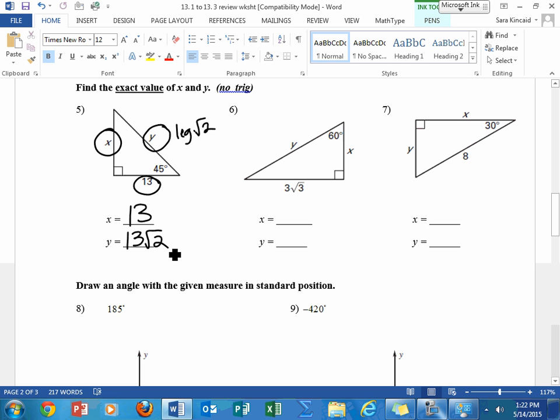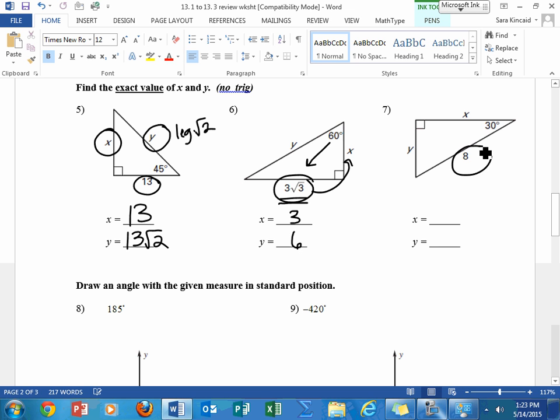Now, if we look at number 6, this is a 30, 60, 90. We have this measurement right here. That's across from the 60 degrees. That's the long leg. Now, remember with all of our work here, we've been working on these special right triangles. The long leg is the short leg times the square root of 3. So if I know this, then I know the short leg had to be just 3, because if you take it times the square root of 3, that's what you would get for that long leg. And if the short leg is 3 and the hypotenuse is twice as much, then that means the hypotenuse is 6.